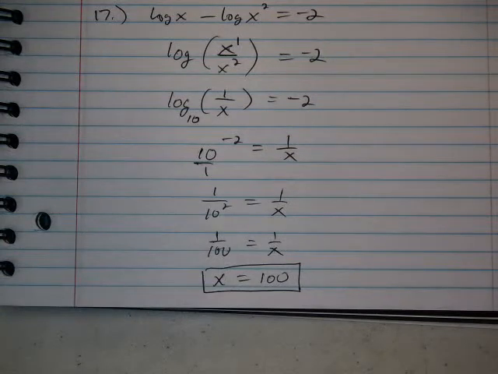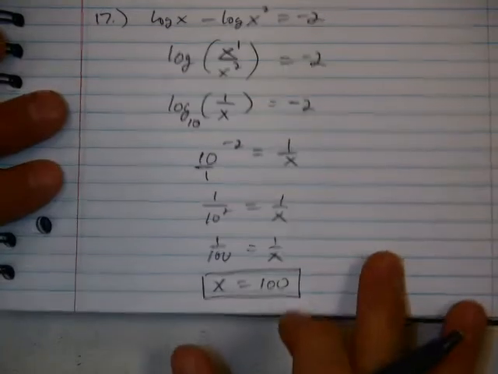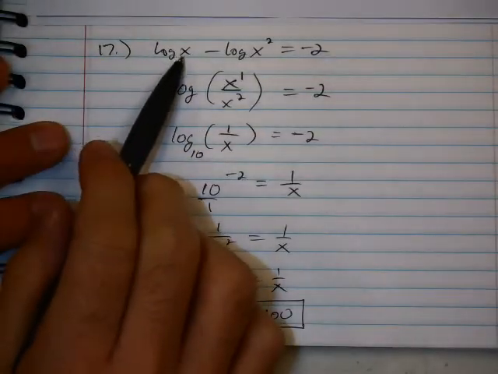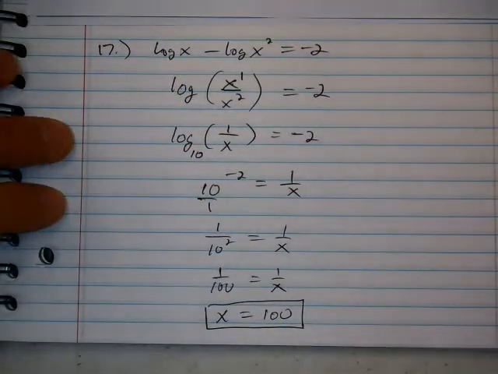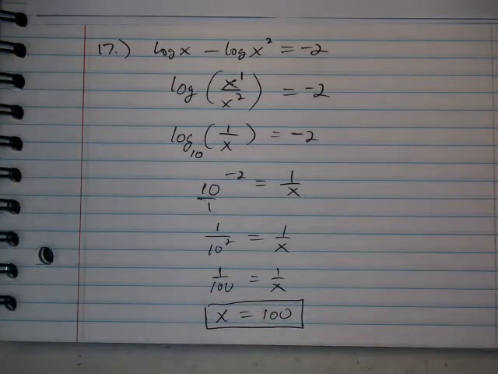If I had a negative, I'd have to cross it off because in the original problem, we can't have the log of a negative there. But I don't have to worry about that because I've got positive 100, and now we're done.